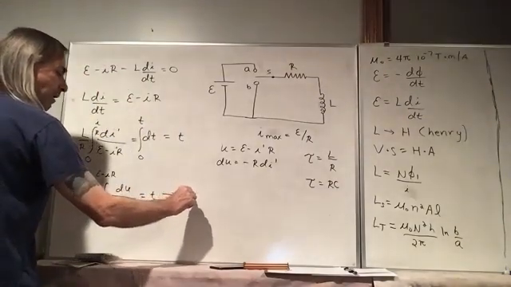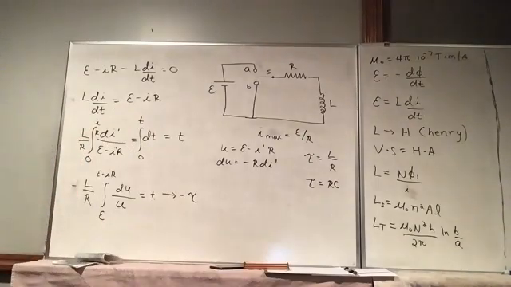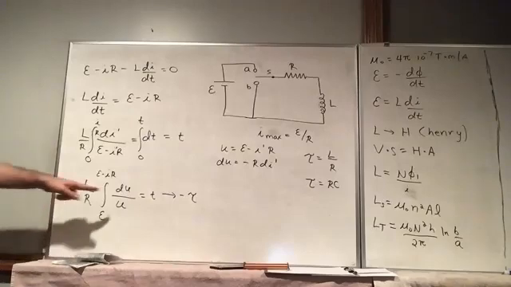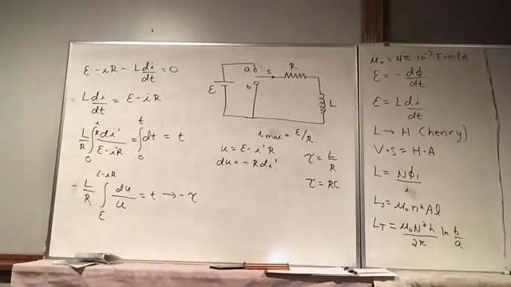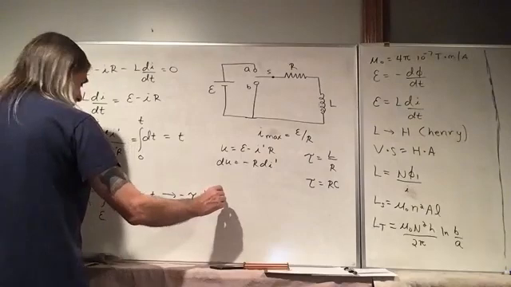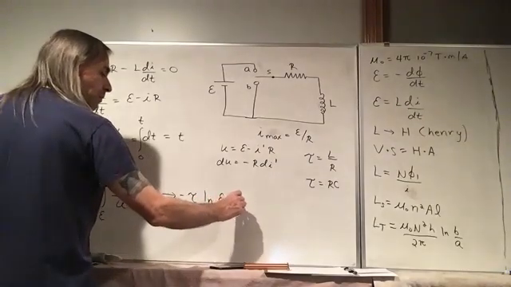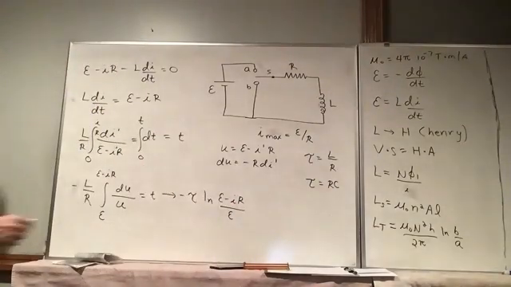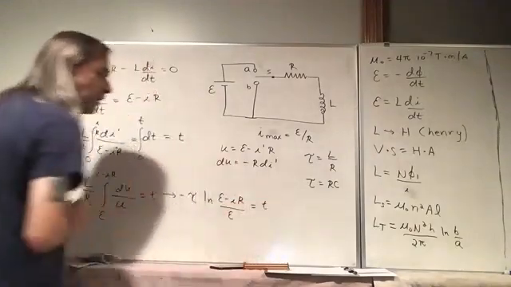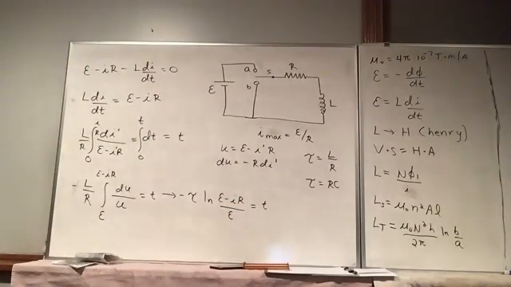So we have minus tau, that's that. And now the integral of du over u is the natural log of u. So we have the natural log of this value minus the natural log of that value, which is the natural log of epsilon minus IR over epsilon. And that's equal to t. So we're almost done. We want to solve this for I. But any questions up to here?